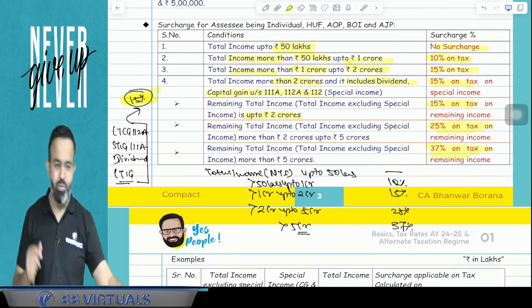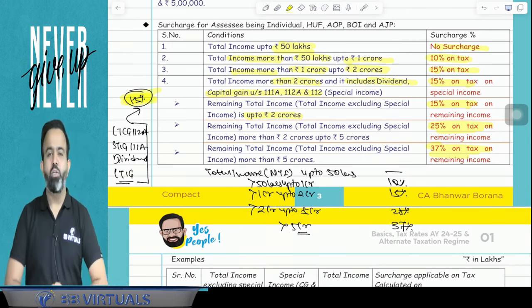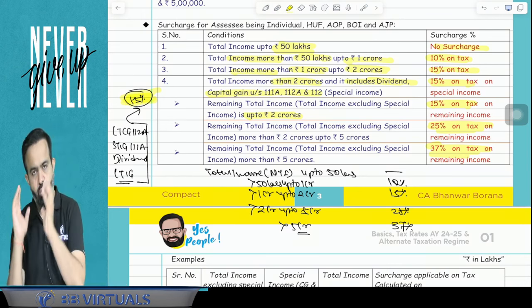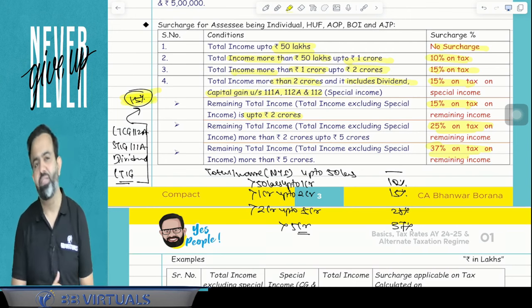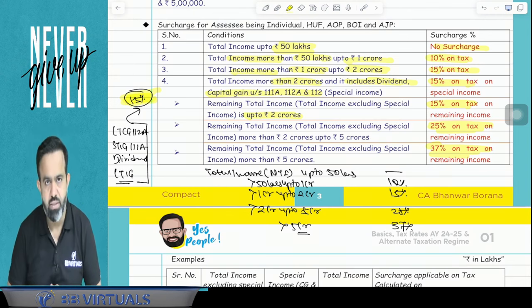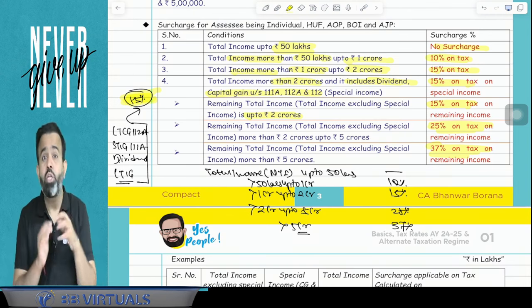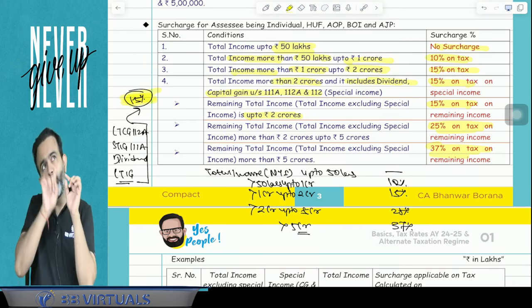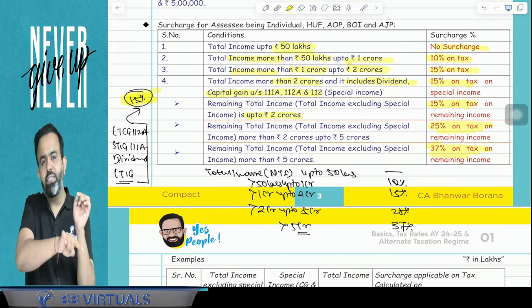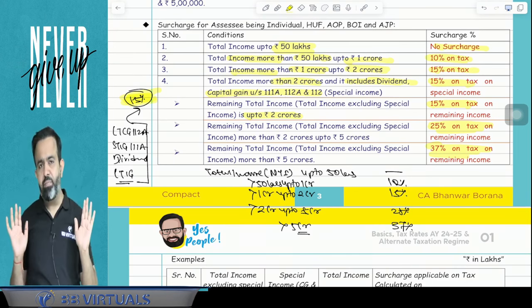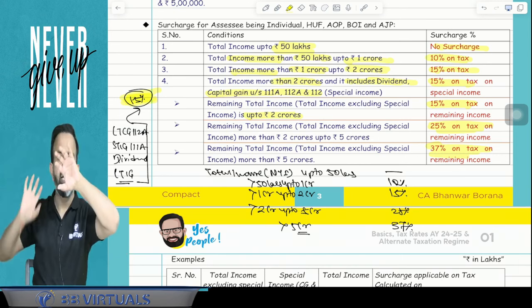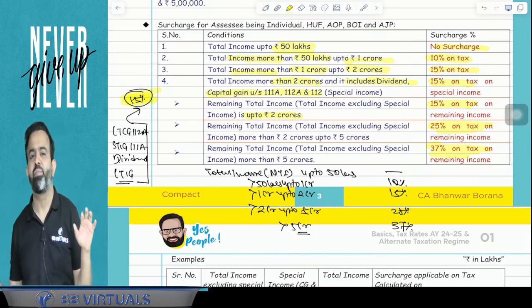Yes. So try to understand. All people pay attention. First, you have to check the total income. If your total income is up to 50 lakh, there is no surcharge. If it is more than 50 lakh, up to 1 crore, just add the 10% surcharge. If it is more than 1 crore, up to 2 crore, just add the 15% surcharge. If your total income is more than 2 crore, then check if it has LTCG, STCG 111A, LTCG 112A or dividend income; this is called special income. So first segregate the special income. On special income, calculate the tax and on that tax, just add the 15% surcharge.